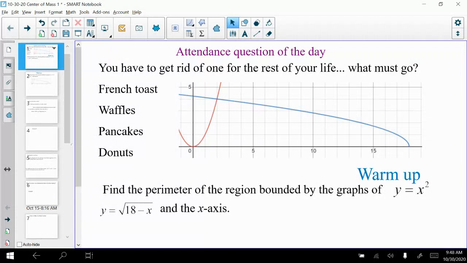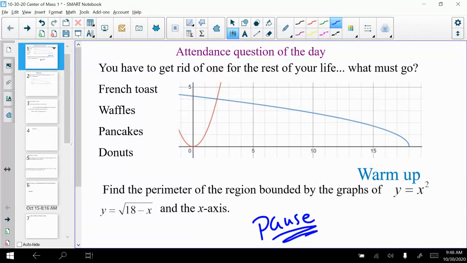But in all seriousness, take a minute and pause the video right here. Well, apparently my pen won't work. There we go. Pause the video and let's try this warm up. We want to find the perimeter bounded by y equals x squared, y equals the square root of 18 minus x, and the x-axis.